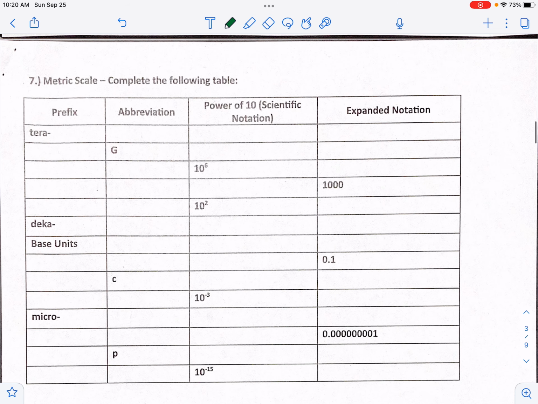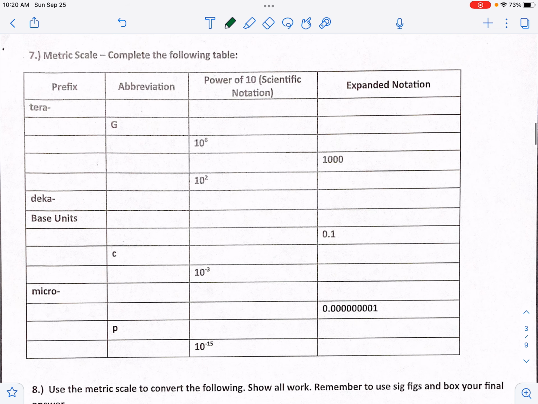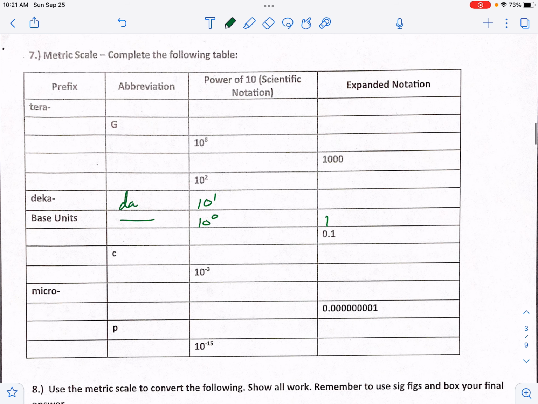All right, as far as your metric scale goes, I don't really want to worry about filling this out. This is just adding 0. I can do a little bit. So like your base, there is no abbreviation for base. That is just 10 to the 0 power. That is just your center, and that's just going to be the number 1. So like deca, that's going to be your next step. So that's going to be dA. Okay, and then your power would just be 10 to the 1. So we're just going to add a 0. So now you went from 1 to 10.